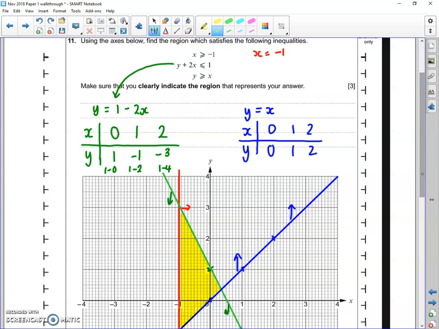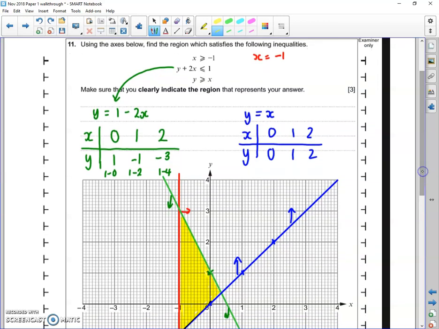If they were just more thans and less thans, the only thing you'd do differently is when you put your lines in, you would do a dashed line rather than a solid line, because the line itself would not be included in the region in that case. Okay, so that's question 7 to question 11. I'll stop the video there and we'll pick up question 12 in a new video.